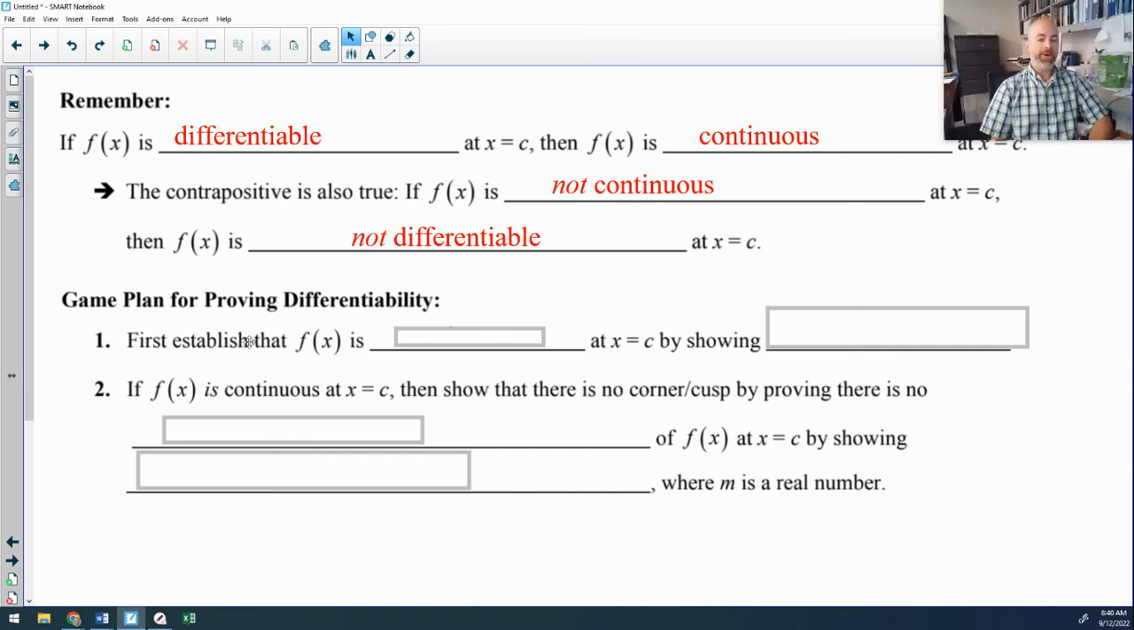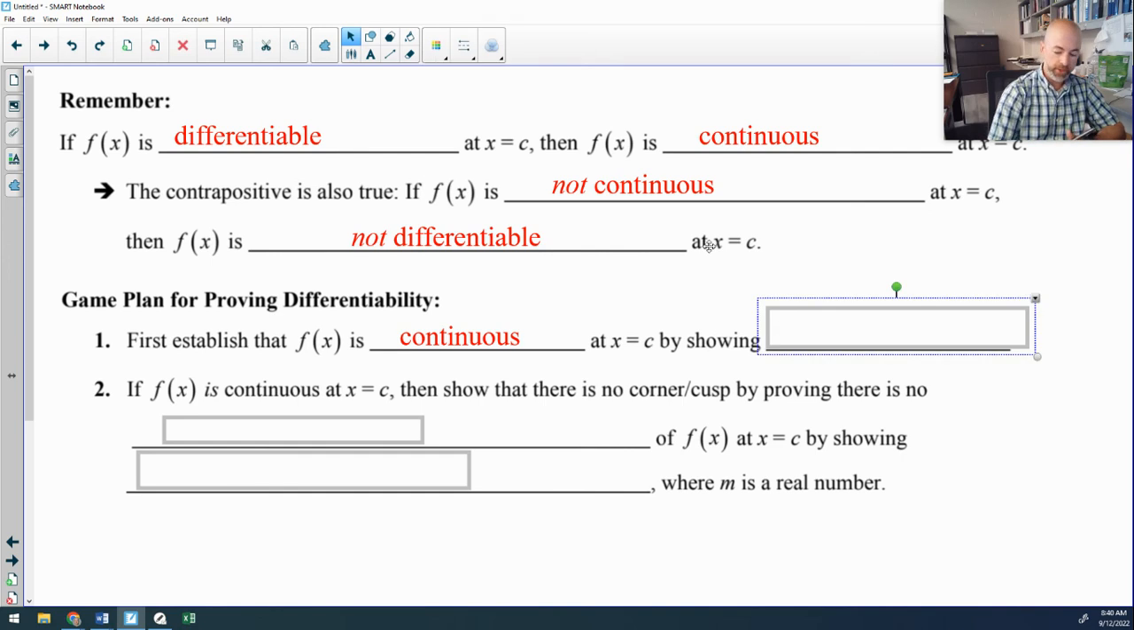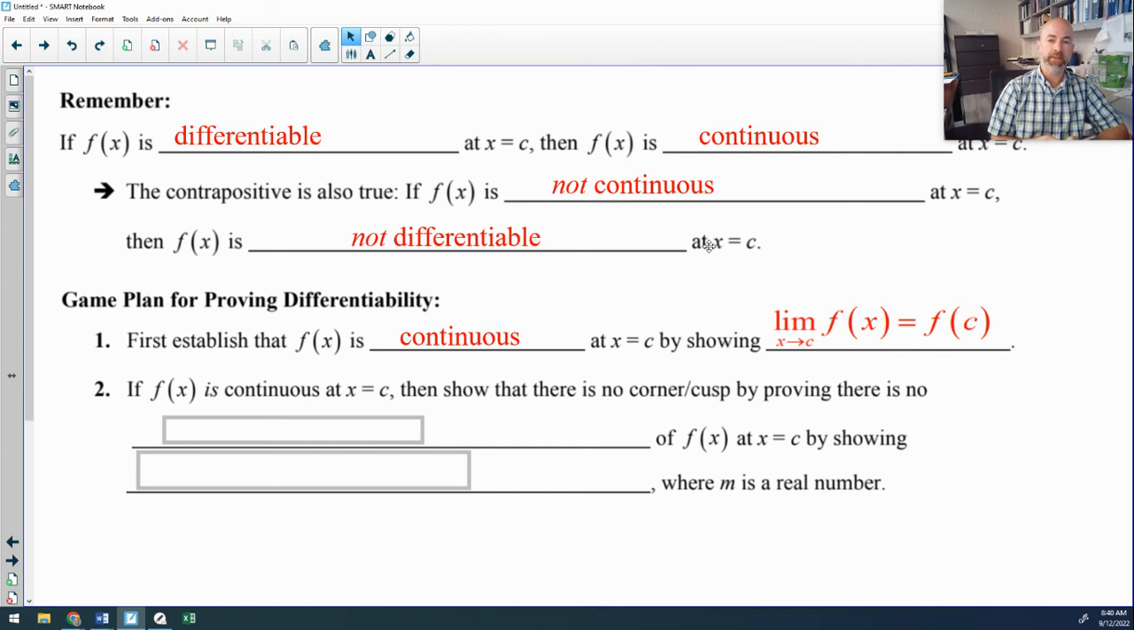Okay, so our plan, if we want to prove a function is differentiable, if we have an equation and we want to prove differentiability, the first thing we're going to do is prove continuity, because if it's not continuous, we can stop the proof and we automatically know not differentiable. And continuity in calculus is proven by showing that the limit as x approaches c of f of x is equal to f of c.